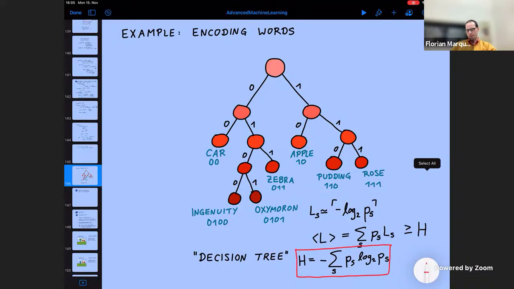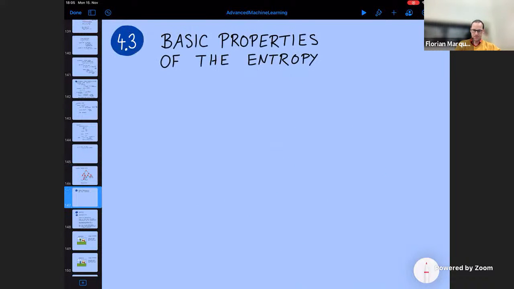And so when Shannon discovered this formula, he asked John von Neumann, the famous mathematician, okay, how should I call it? It looks kind of like the entropy in thermodynamics. And apparently John von Neumann told him, well, just call it entropy. No one really knows what entropy means, so you always will have an advantage in any discussion. Well, okay, so now let's have a look at a few properties of the entropy.